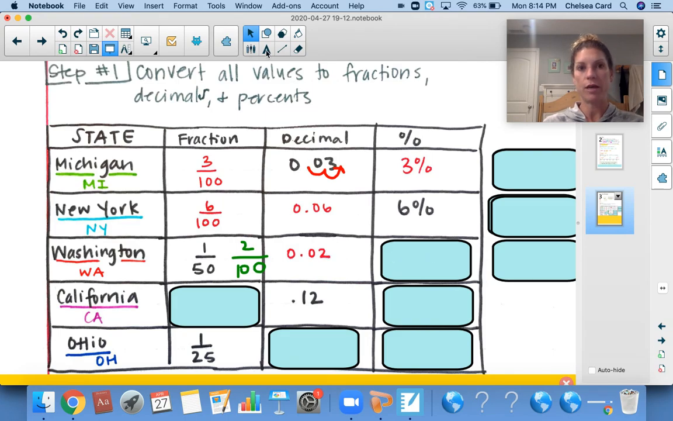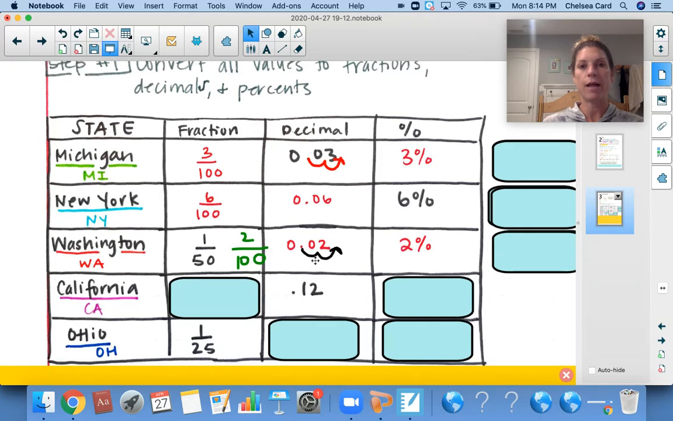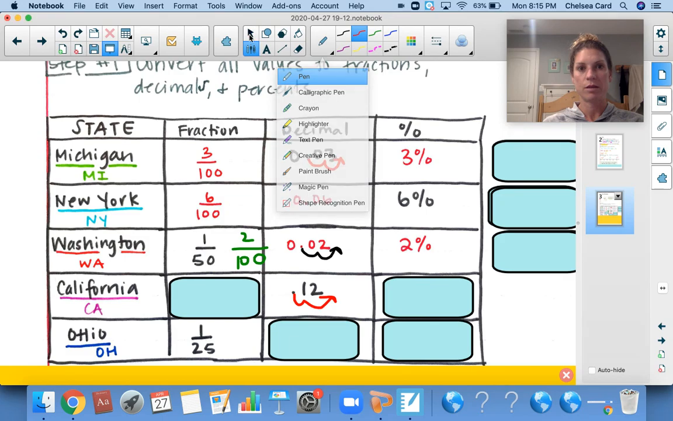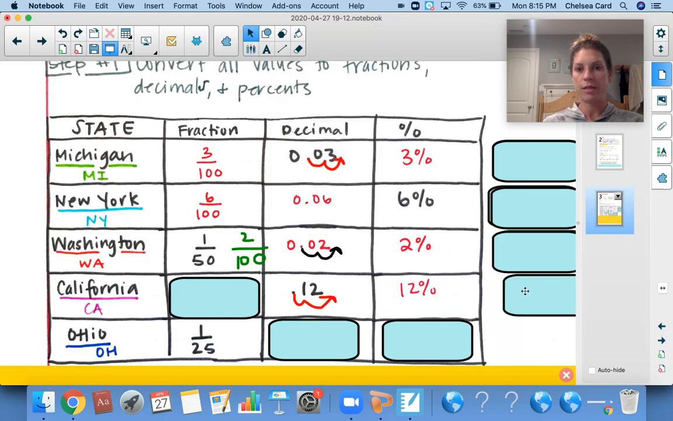Then I can go through and look at my percentages. What I can do is move our decimal 2 places to the right to find our percent, which means that now we have 2%. California, decimal is 12 hundredths. Once again, we're going to do the same exact thing. 12 hundredths is our decimal. And we're going to move our decimal 2 places to the right in order to get our percent. And that's going to give us 12%. All right. And 12 hundredths here. Let's see if I can erase.